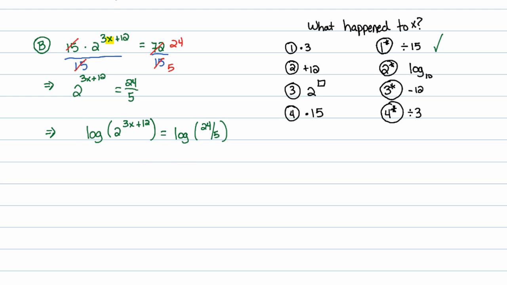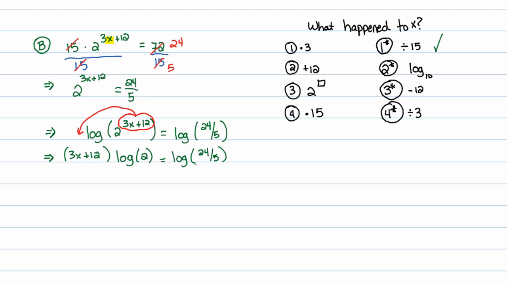Now the one thing the logarithm, base 10 or base anything, allows me to do is grab that entire exponent. Remember, it grabs the entire exponent, not just part of it. It grabs the entire exponent and throws it out front. So let's go ahead and rewrite this with that exponent written out front. Now that exponent is 3x plus 12, times log of 2 equals log of 24 fifths.